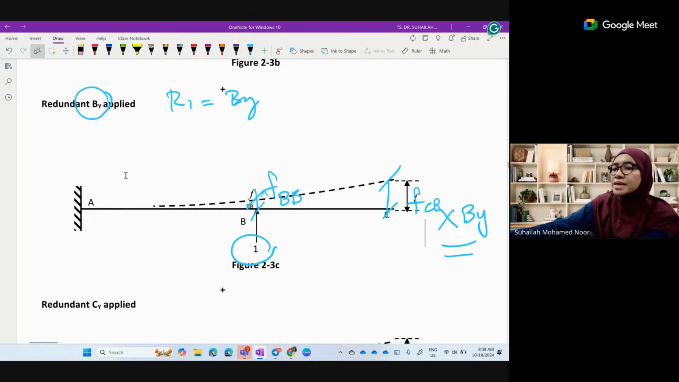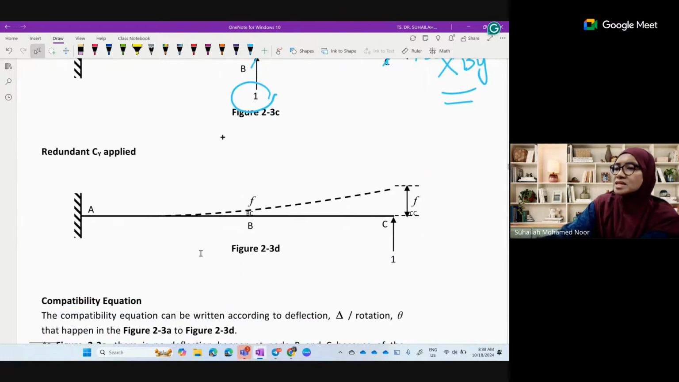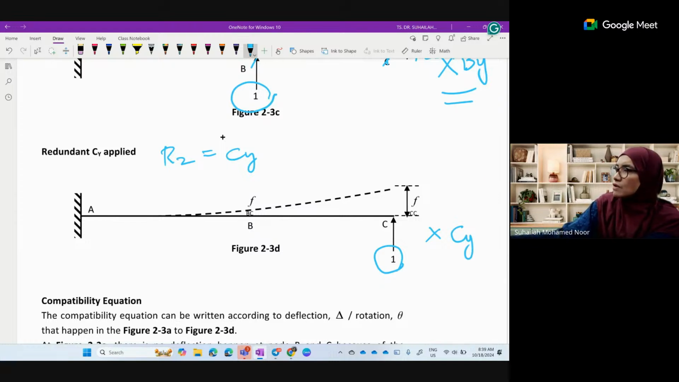Okay, so now move to another one. This is R2, redundant number 2, right? Redundant number 2 is CY. Okay, so due to a unit value of CY, it will deflect, and there are two positions. We have to mark two displacements, one at B, another one at C.